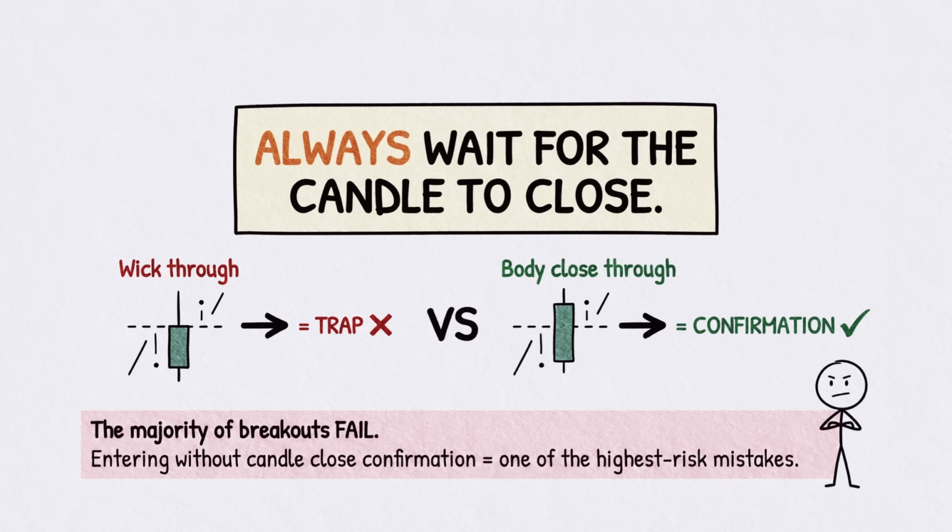Here's the rule that will save your account. Always wait for the candle to close. Never enter a trade while a candle is still forming. Wick through equals trap. Body close through equals confirmation. The reality is that a significant majority of breakouts fail, which is why entering at a zone without waiting for candle close confirmation is one of the highest risk mistakes you can make.